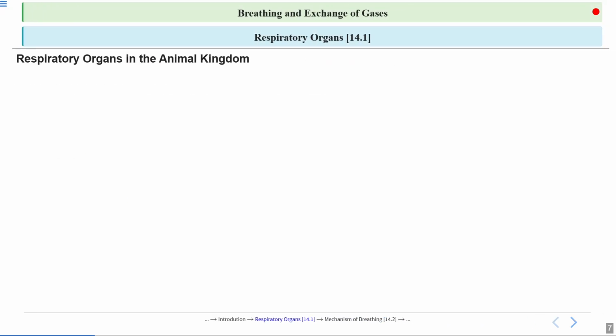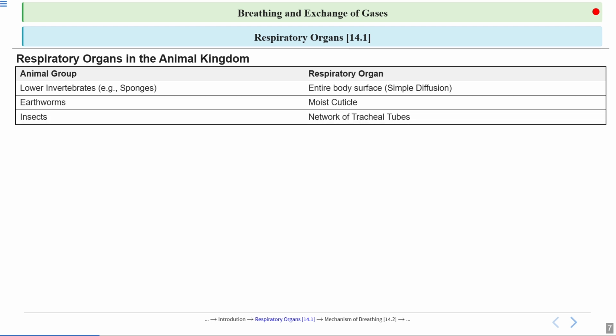Okay, let's talk about some of the respiratory organs which are present in other animals. We were talking about humans. Let's talk about respiratory organs in the animal kingdom. Which respiratory organs are present in various animals? Okay, so here you can see in this table, the animal group is given to you, and the respiratory organ which is present in these animal groups is also listed here.